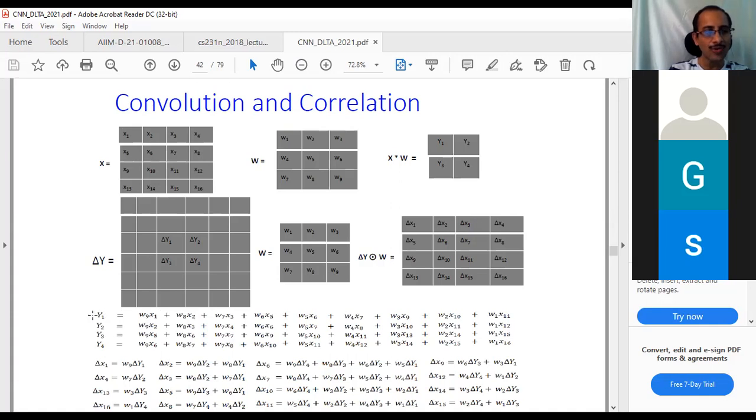Along with that, X1 is connected to Y1 through W9, with the weight W9. X1 is connected to Y2 with a weight of how much? No, it's not connected at all. So the error in Y2 doesn't contribute to the error in X1, right? X1 also is not there here. Thus, the error in Y2 and Y3 also doesn't contribute anything to the error in X1, right? Similarly, the error in Y4 also doesn't contribute because Y4 and X1 have no connection, right?